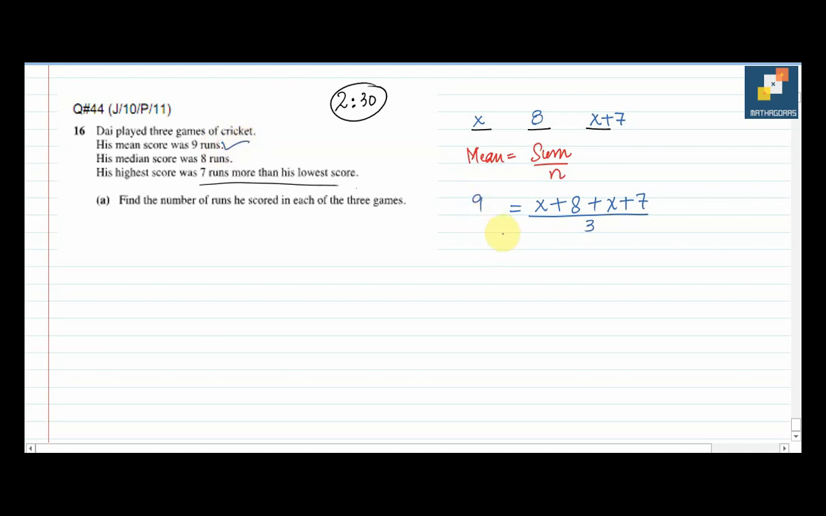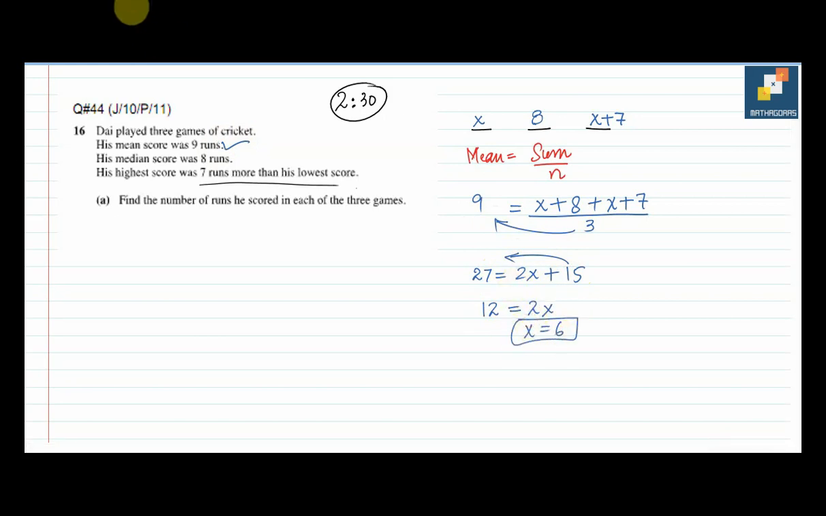So now that is an easy equation you can solve. When you shift on the left side, 3 nines are 27 equals x plus x, 2x plus 8 plus 7 is 15. You need to shift 15 to the left side. So 27 minus 15 leads to 12 equals 2x, and x is equal to 6.